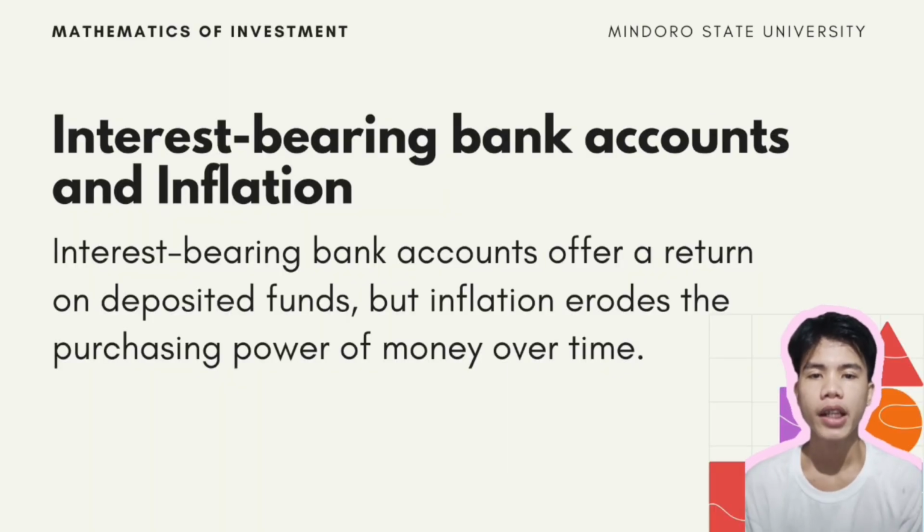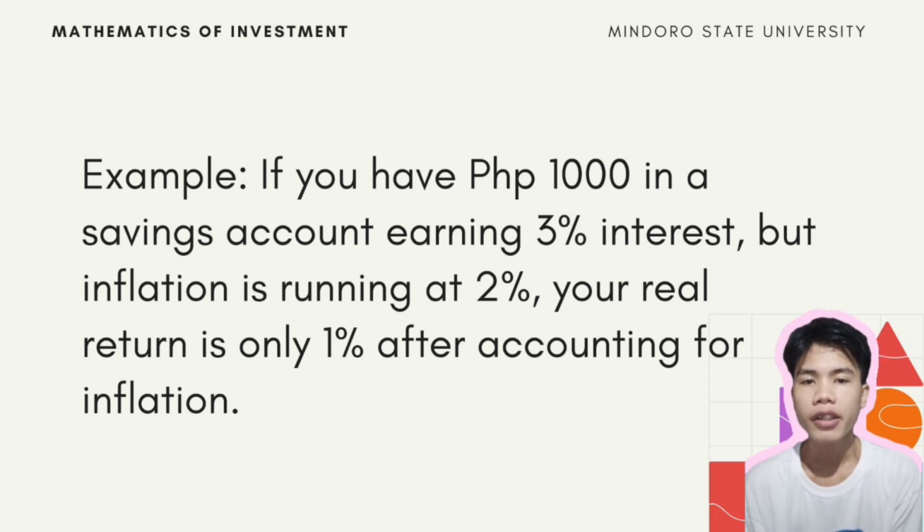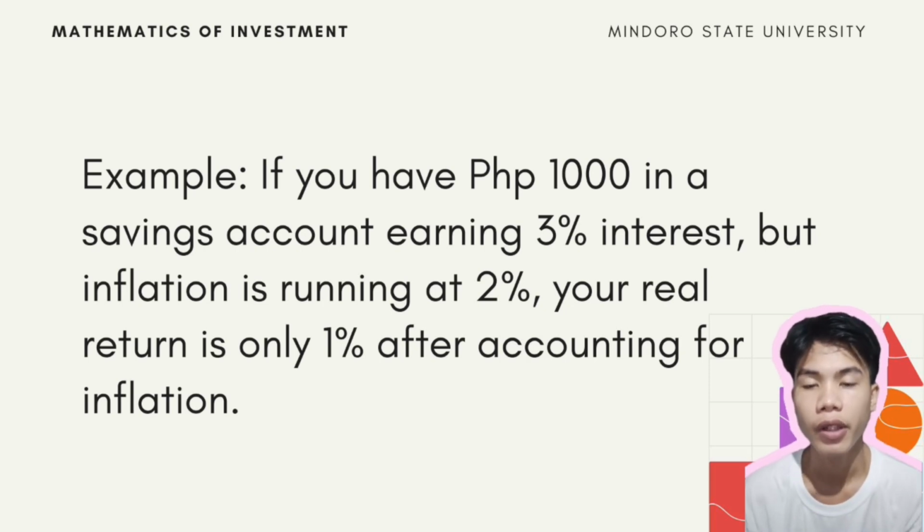Interest-bearing bank accounts and inflation. Interest-bearing bank accounts offer a return on deposited funds, but inflation erodes the purchasing power of money over time. For example, if you have 1,000 in a savings account earning 3% interest, but inflation is running at 2%, your real return is only 1% after accounting for inflation.